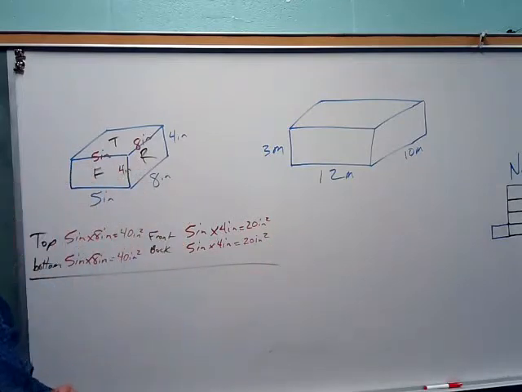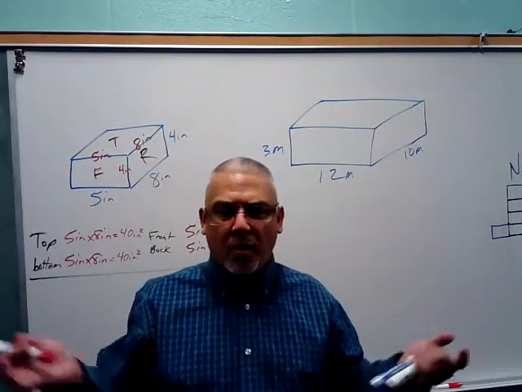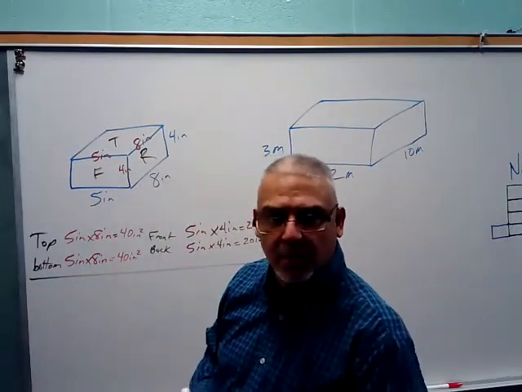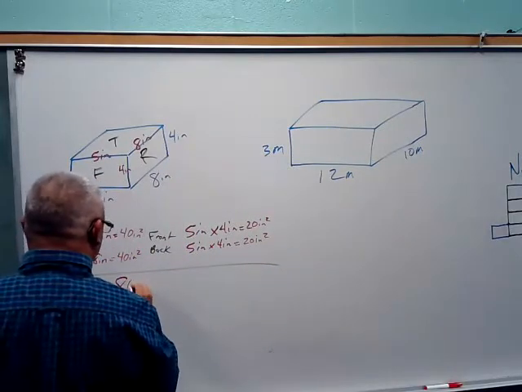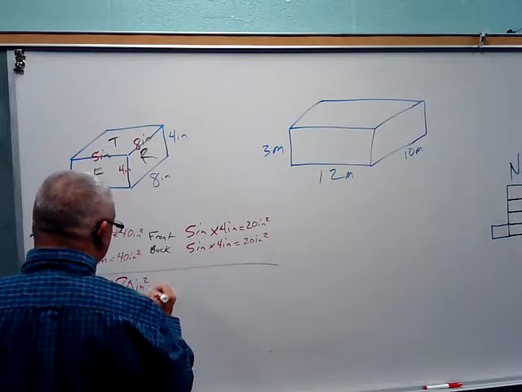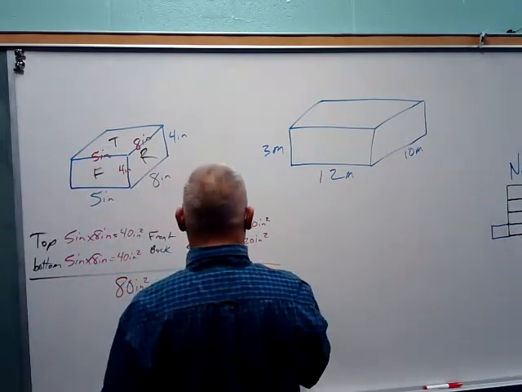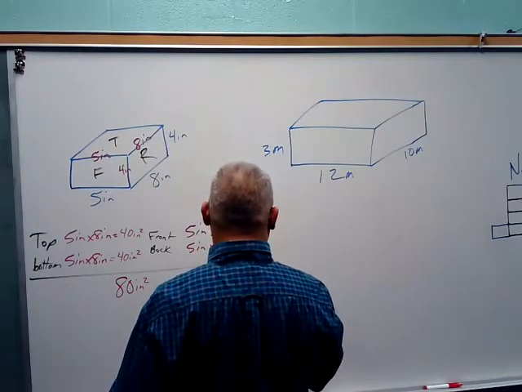But wait, Mr. Nethercott, you're forgetting something. What? Me? Forget? What did I forget? Oh, you forgot to add these. Oh, okay. So when you add, that's an 80 IN to the itty bitty 2, because you're adding them. All right, and this ends up being a 40 IN to the itty bitty 2.